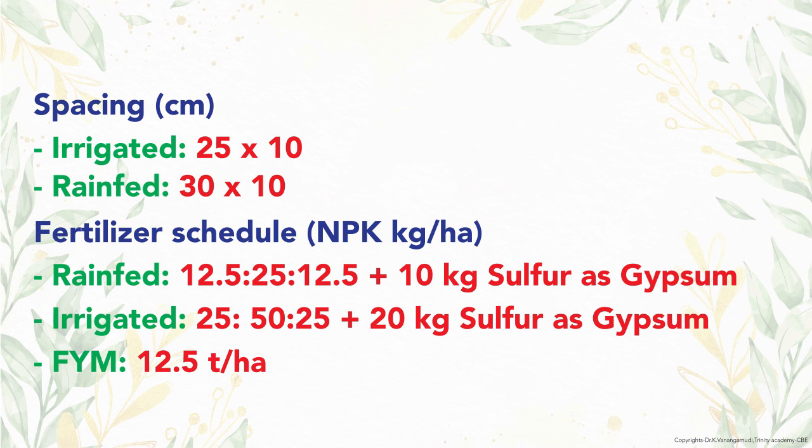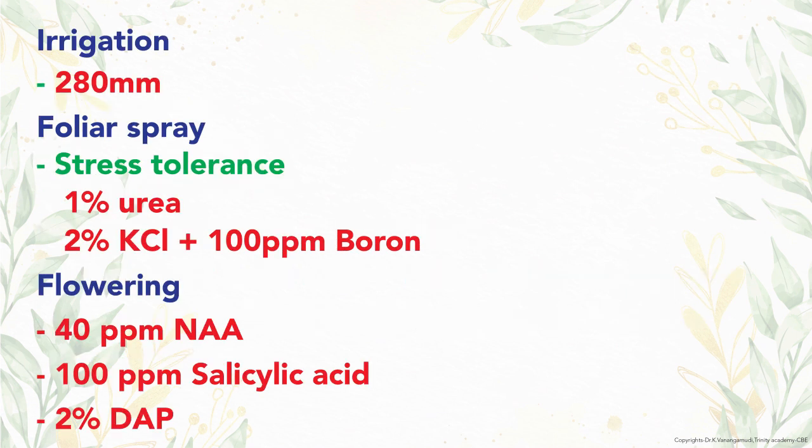For maximizing the productivity, the recommended fertilizer dosage for rain fed crop is 12.5 kilogram NPK per hectare, along with sulfur at 10 kilogram per hectare. Recommended dosage for irrigated crop is 25, 50, 25, along with 20 kg of sulfur. Farmyard manure for both situations is 12.5 tons per hectare. Water requirement for black gram is very low, about 280 millimeter.